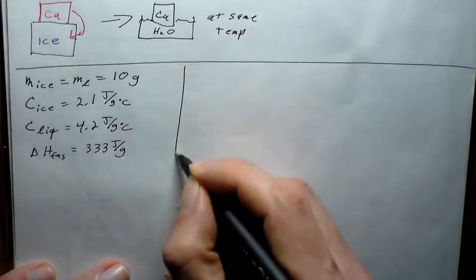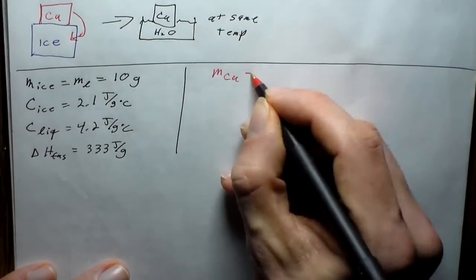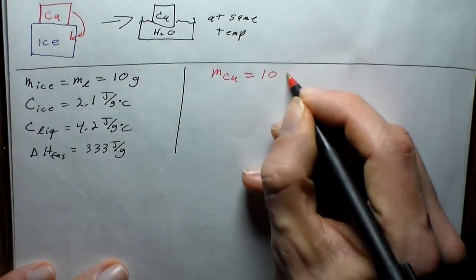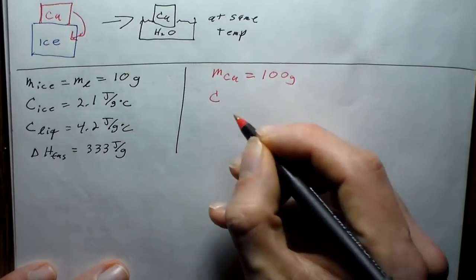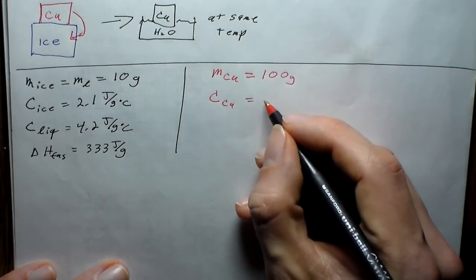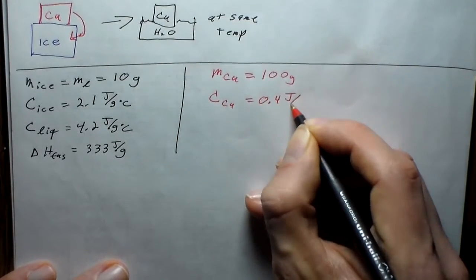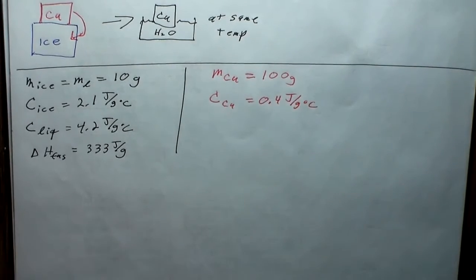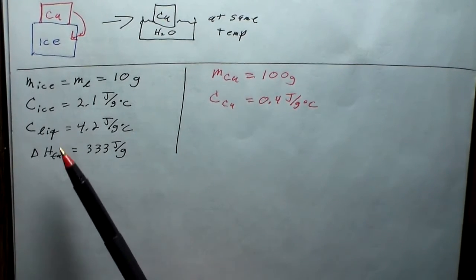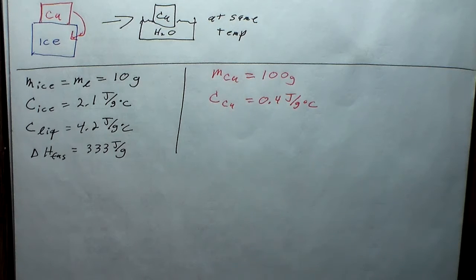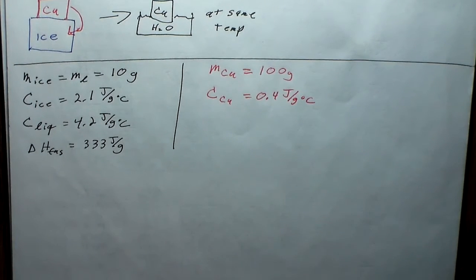And then on the other side here for the copper, the mass of the copper is going to be 100 grams, and the specific heat capacity of the copper is going to be 0.4 joules per gram degree Celsius. All right. And we don't have to worry about liquid copper or the enthalpy of fusion or vaporization of copper because the copper is just going to stay in the solid form.